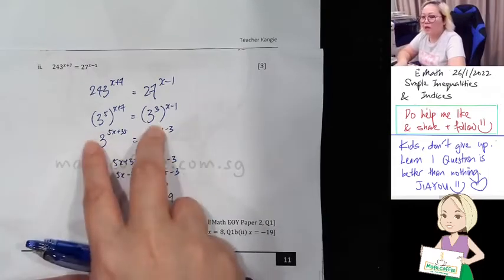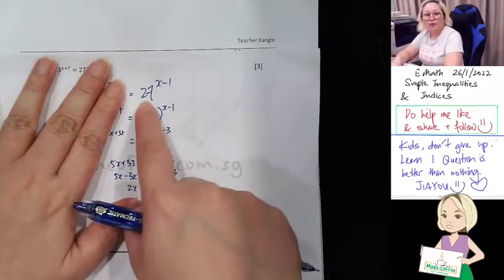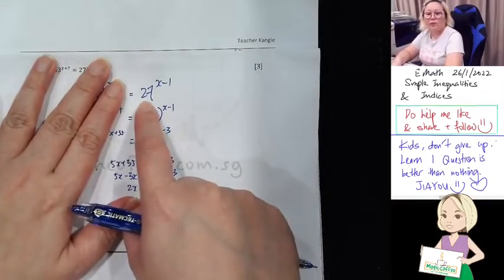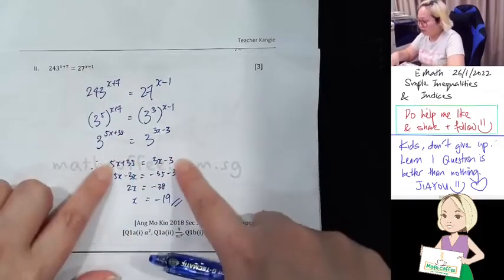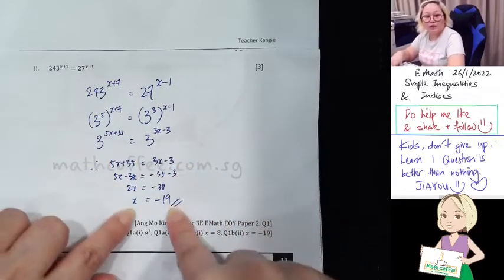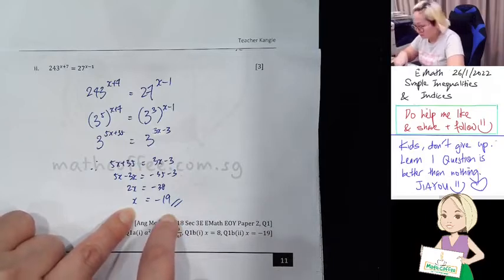So for this case, how do I know it's base 3? 243 is too big, it's difficult to know. But my neighbor 27 is quite a small number. So you will know that 27 is 3 to the power of 3. You need to know that. So then after that, just solve it just like normal linear equation. And that's how I solve my x equals to -19.